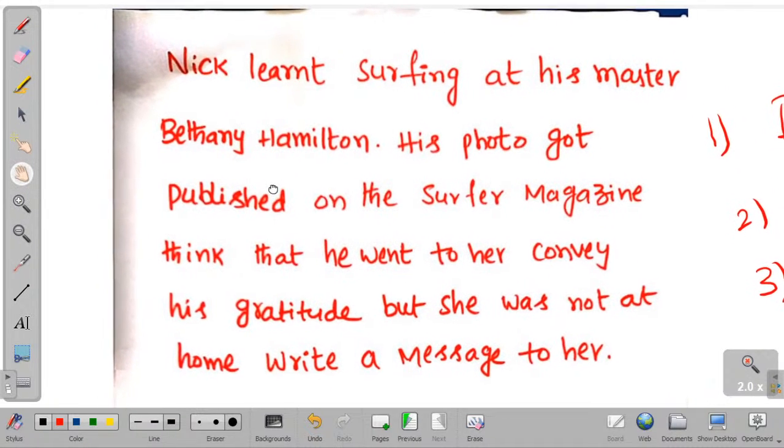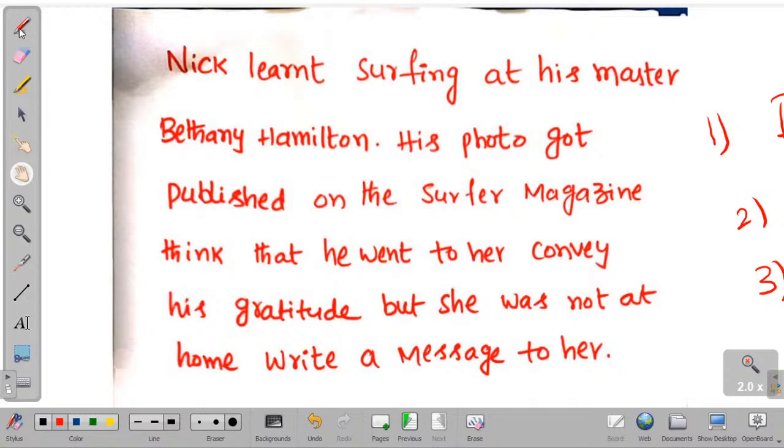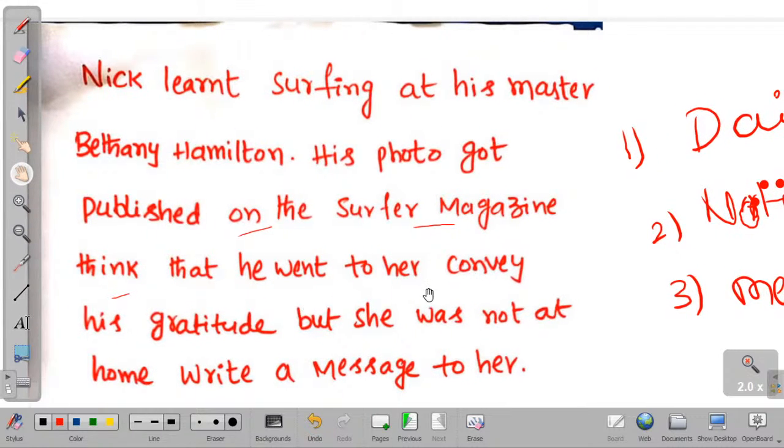Here is the example. I am reading out the example. Nick learnt surfing at his master Bethany Hamilton's. His photo got published in the Surfer magazine. Think that he went to her to convey his gratitude, but she was not at home. Write a message to her. This is the situation. When he saw his photograph in the magazine, he was very happy. He was jubilant, but he wanted to share his happiness with his master. But he went to her, and she was not there. Then he left a message.